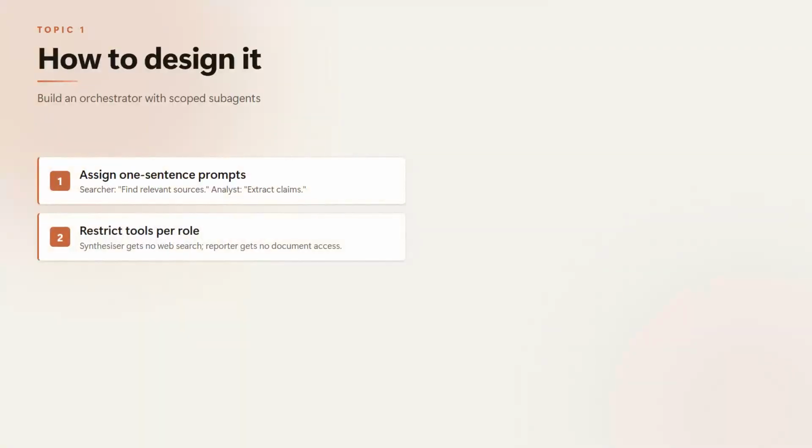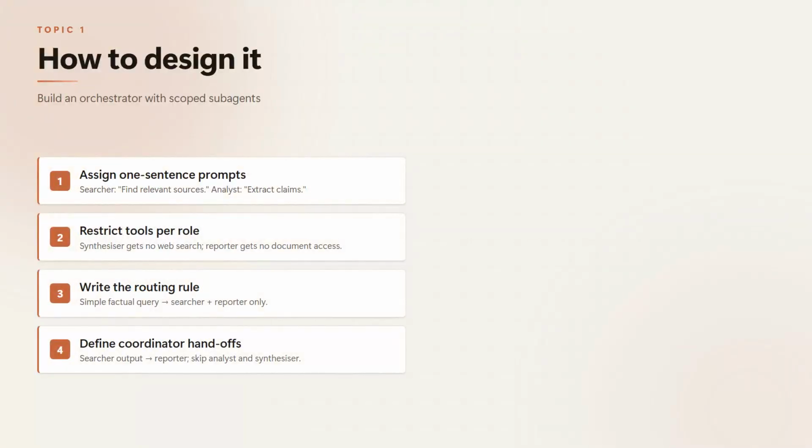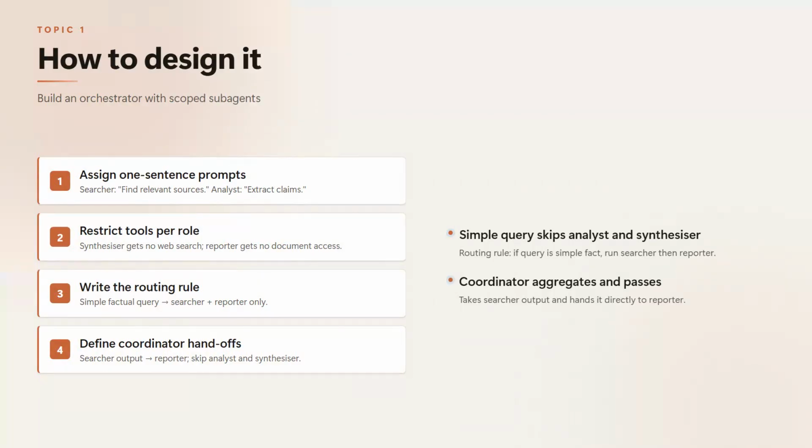Take the simple factual query case. The coordinator sees the query and applies the routing rule. This is a simple fact, so it runs only the searcher and the reporter. It invokes the searcher with its one-sentence prompt and web search tool, gets the sources, and then passes that output directly to the reporter, skipping the document analyst and synthesizer entirely. The alternative of running the full pipeline loses because the analyst and synthesizer would add no value on a simple fact, and their presence risks introducing noise or hallucination.